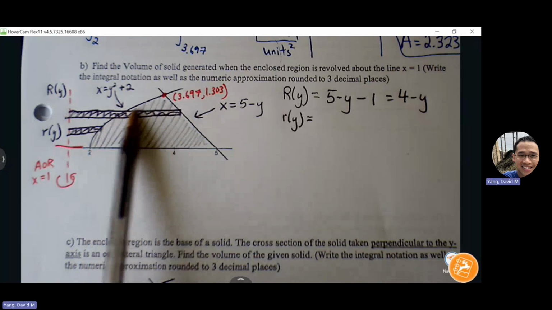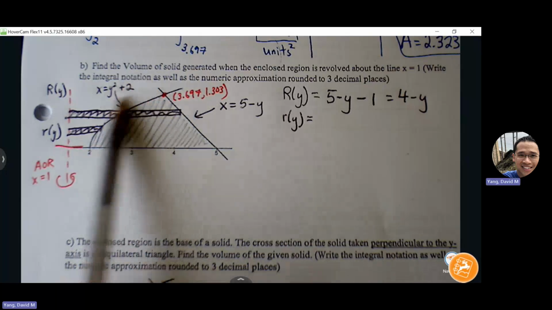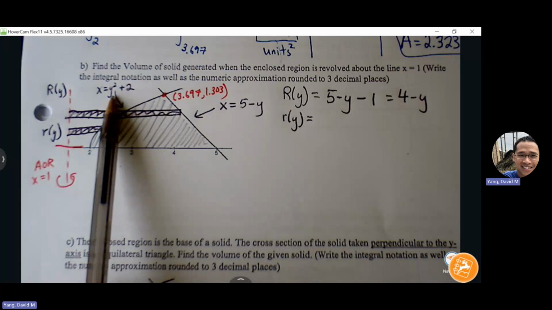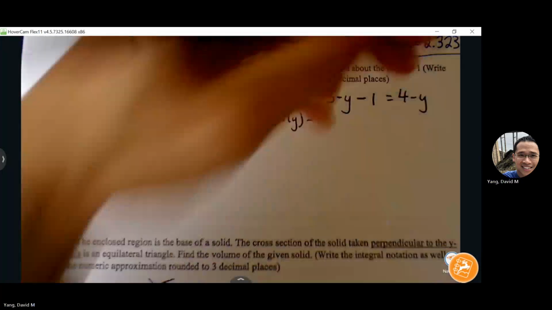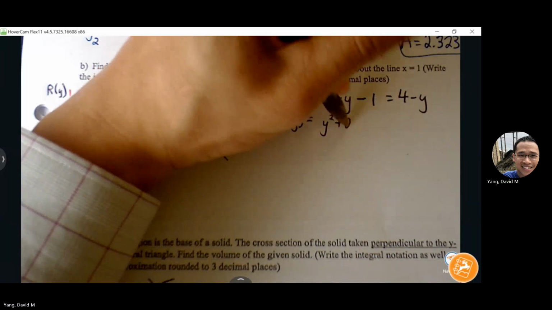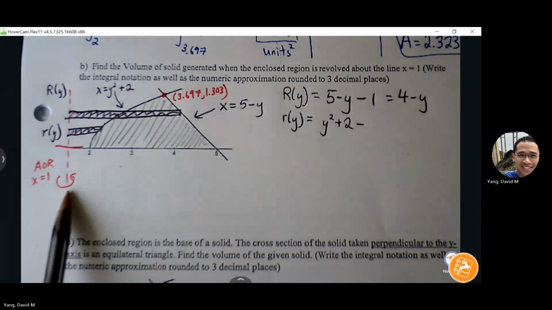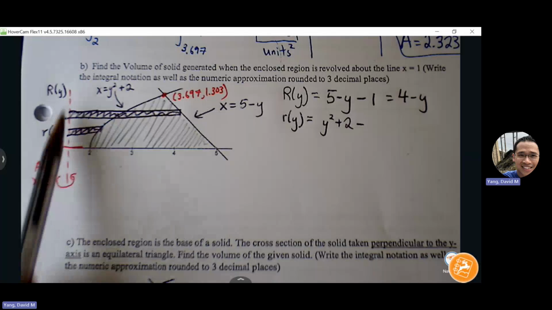Yeah, sitting on the radical that's been rewritten as y squared plus 2. So y squared plus 2. That's the right endpoint. Minus 1. Yeah, left endpoint is sitting on the axis.